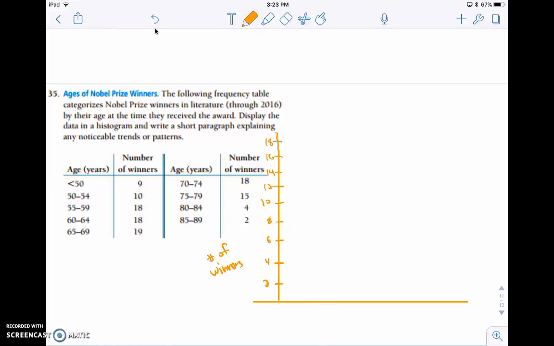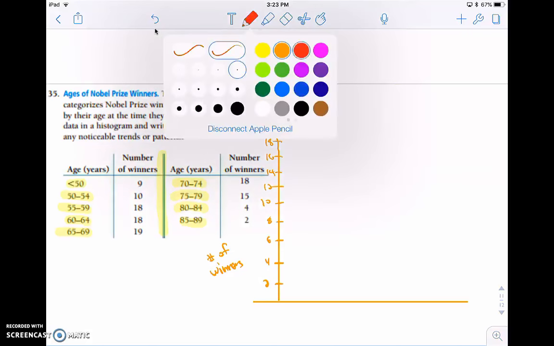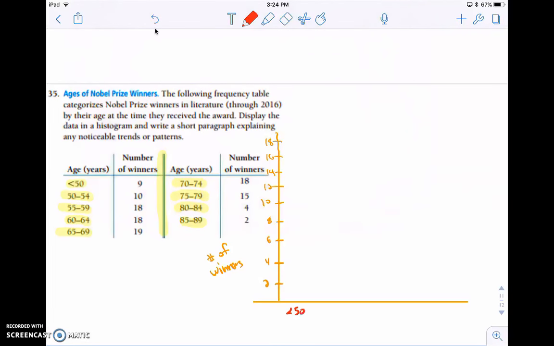And then on the bottom, we're going to write all of our different categories. So these are all of the age groups. So our categories here are below 50, 50 to 54, 55 to 59, 60 to 64, 65 to 69, and so forth. This chart is written in a slightly different way, but this bold line down the middle lets you know that it continues on the next side. So if I look here and I say less than 50, okay, less than 50, there were 9 winners. So what we're going to do is we're going to take our bar graph up to 9 and drop it back down.